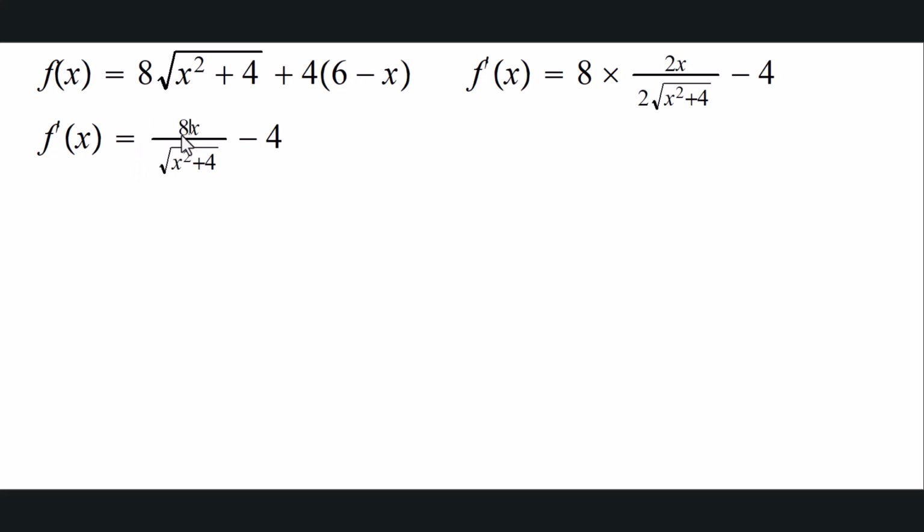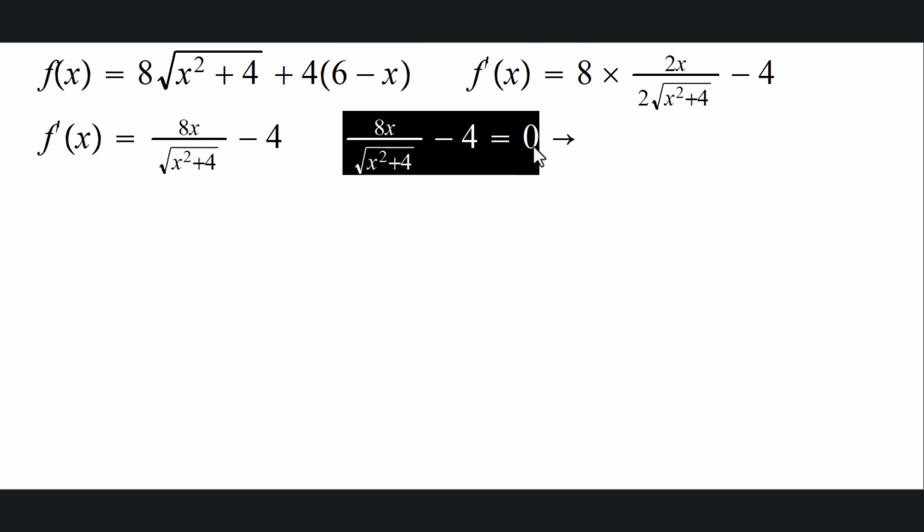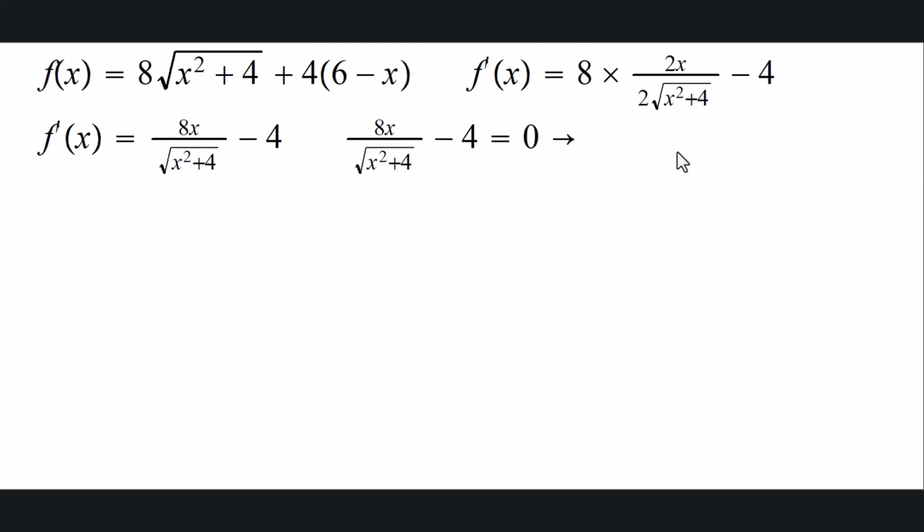Now, in order to get the critical values of x, we have to set the derivative of f equal to 0. So let's just work on it. We can add 4 to both sides, or we could have divided by 4, whichever way you please.